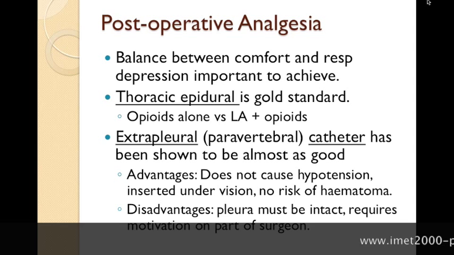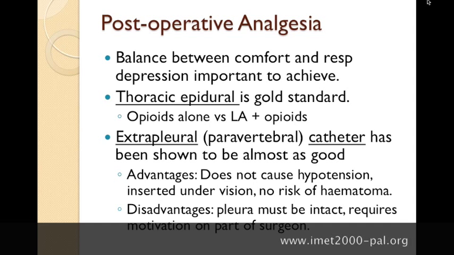It has some good advantages in that it doesn't cause hypotension because it's not an epidural. It's just blocking the paravertebral nerves. It's inserted under direct vision, so theoretically you would expect fewer complications. If the patient's coagulation profile is a bit doubtful, there's no risk of an epidural hematoma. With bad coagulation, you wouldn't put an epidural in, so you could use an extrapleural catheter in these patients.